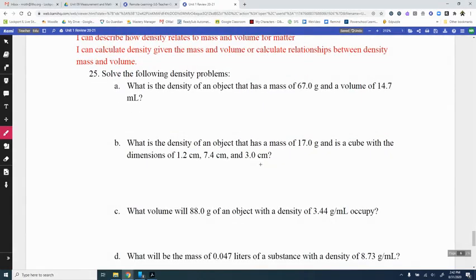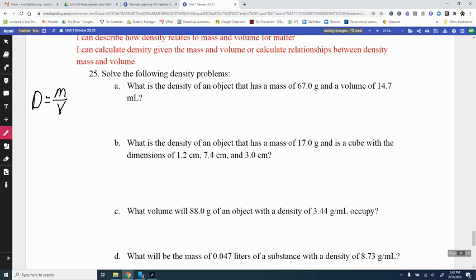All right, so last and not least is density. What is the density of an object that has a mass of 67 grams and a volume of 14.7 milliliters? When we're doing this, we've got to remember the formula for density is D equals M over V.